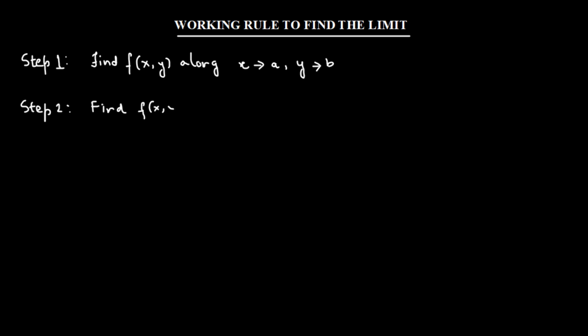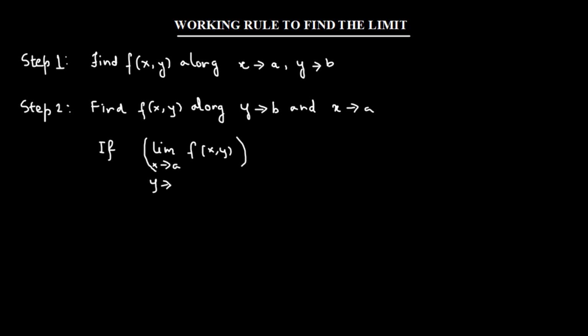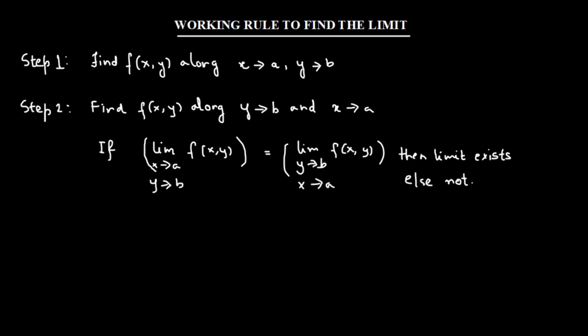Working rule to find the limit. Step number 1, we are going to determine the value of the function f of x and y, first along the path x approaching A, followed by along the path y approaching B. Step number 2, then we are going to determine the value of x and y along the path y approaching B, followed by the path x approaching A. Then we are going to check that the limiting value of the function f of x comma y as x approaches A, followed by y approaching B, must be equal to the limiting value as y approaches B, followed by x approaching A. Then this limit is going to exist, else not.